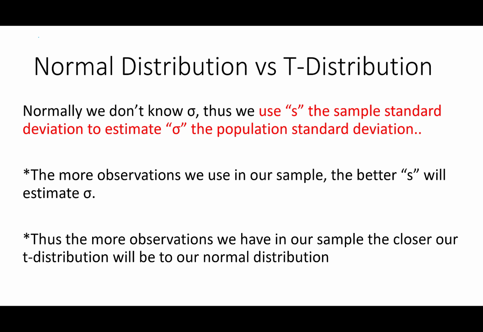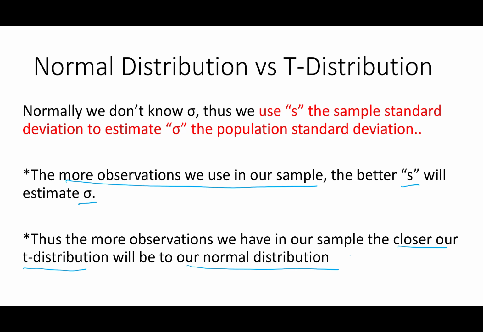We talked about how we don't know the population standard deviation, and thus we have to use the sample standard deviation to estimate that. What we'll find is the more observations we have in our sample, the better estimate our sample standard deviation will be of the population standard deviation. What this will result in is the closer our t-distribution will become to a normal distribution.